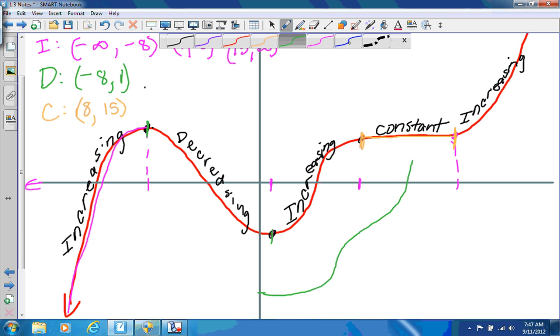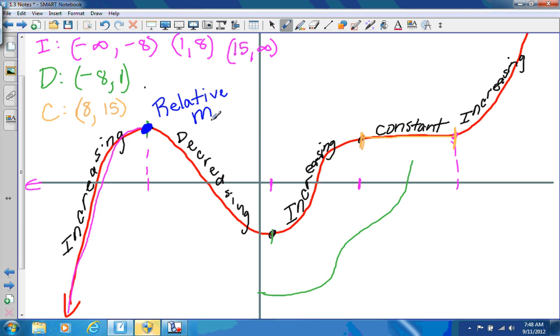Some other points that you need to understand, or different parts of this function that you should know, would be this coordinate right here. This would be considered a relative maximum. And it's a relative maximum because it is the maximum on this interval. And then this coordinate here would be considered a relative minimum.